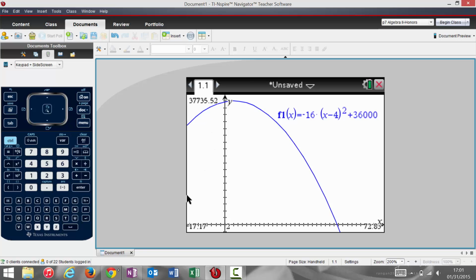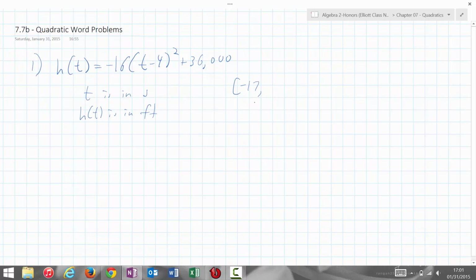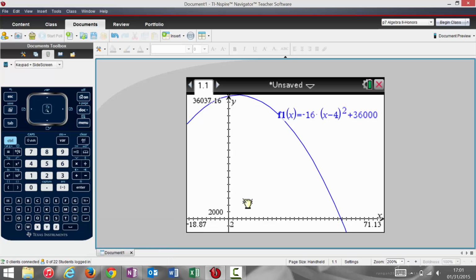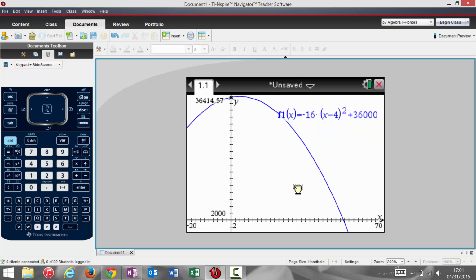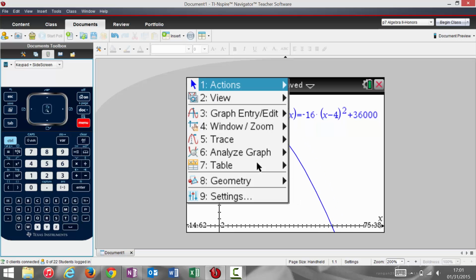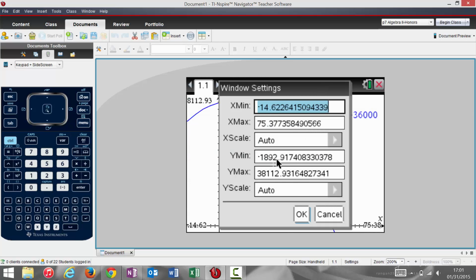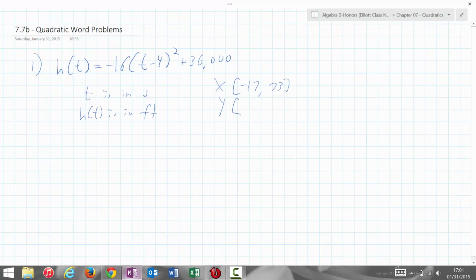So my window, and it asks you to put a window in. I'm just going to put like maybe -17 to 73 for x, and for y I'm just approximating. I can't see the y min. Let's take a look at what it is. Hit menu. We're going to go to window zoom and window settings, and now I can see all of them. So just guesstimate or approximate. It's not that big of a deal. -2,000, 40,000 is plenty. Doesn't have to be exact.